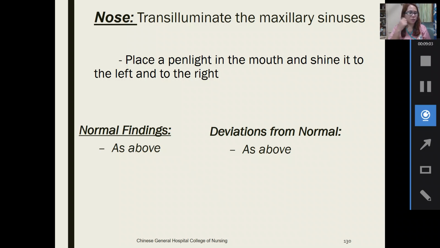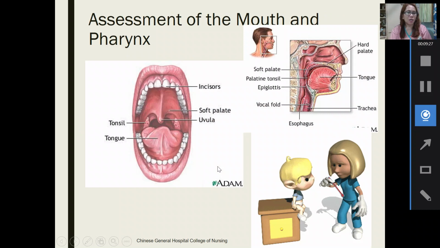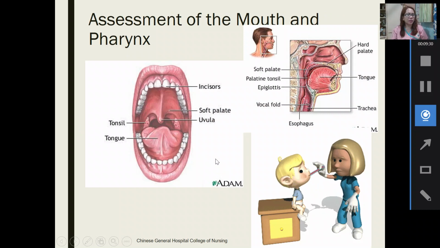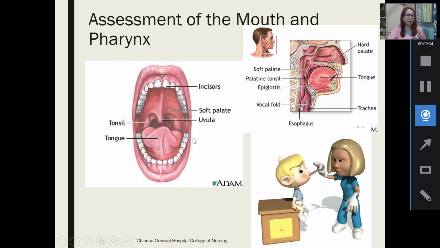Okay. So, I don't think nagawa ko rin ito doon sa ating demonstration, no? So, pen light ka doon sa mouth. Yan, left and right. So, as above. So, yung findings mo rin, katulad lang din ito. So, outlined, contain air and light up equally. Okay, so we're done with the nose. Let us now proceed to the mouth and the pharynx.